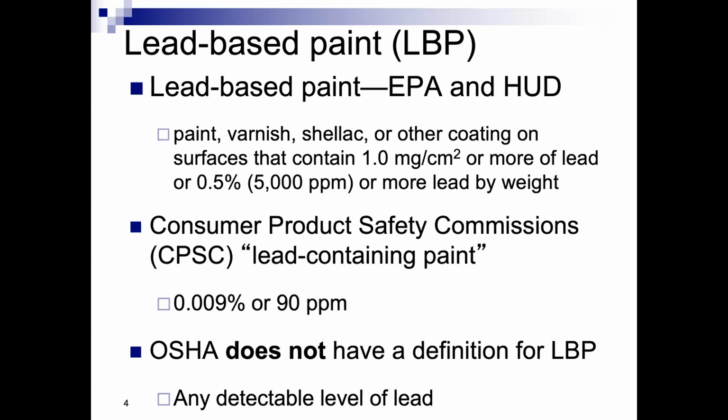Paint, varnish, shellac, or other coating on surfaces that contain 1.0 milligrams per cubic centimeter or more of lead, or 0.5%, which is the same as 5,000 parts per million or more of lead by weight. So the first unit, 1 milligram per centimeter squared, is typically going to be collected using an instrument called an XRF, an X-ray fluorescent analyzer.